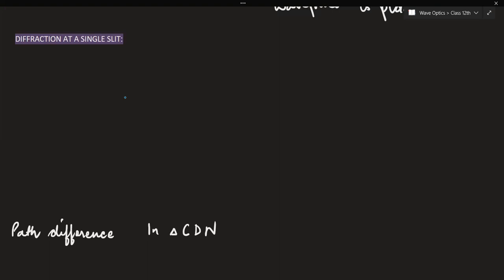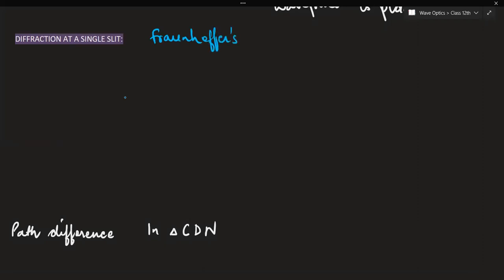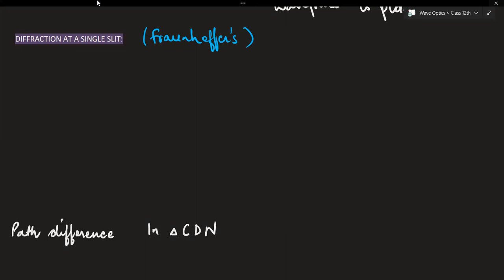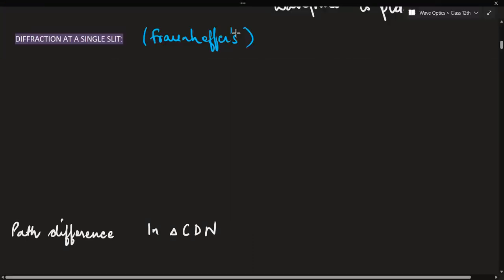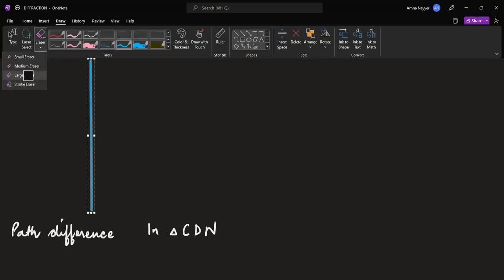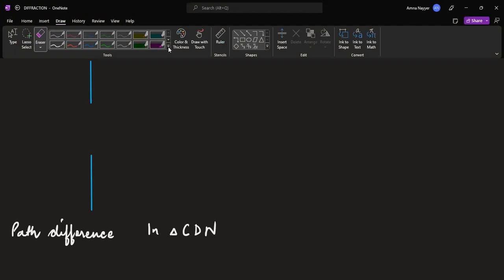Yes, class. Now, diffraction at a single slit, you can say Fraunhofer's diffraction as well. This was an experiment done by Fraunhofer, so certain things are already pre-decided. How will it occur? A single slit is there. Single slit means a double slit is not present; we have one complete single slit.